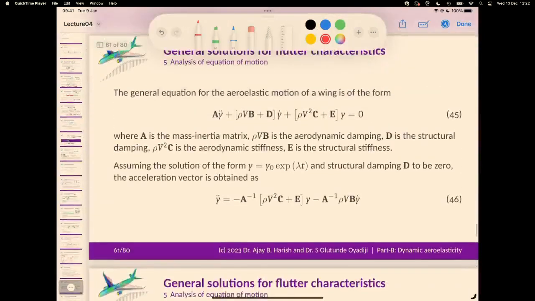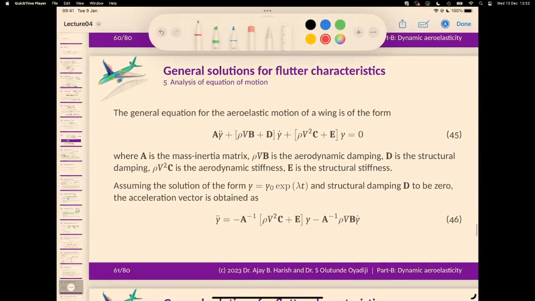Okay, so let's look at a general solution. This is probably more directly important for your exams. Sorry that I had to build it up to come to here. So if we have a general system of equations, so far we assumed that there's only a heaving motion and a pitching motion, so we reduced everything to a 2 degree of freedom system.